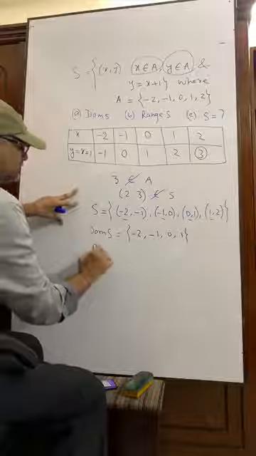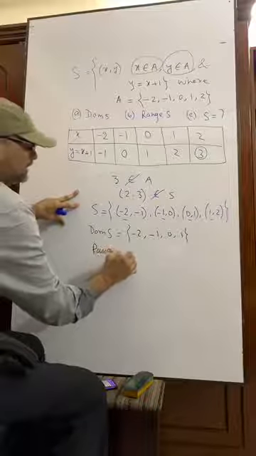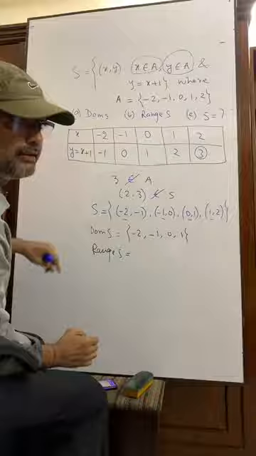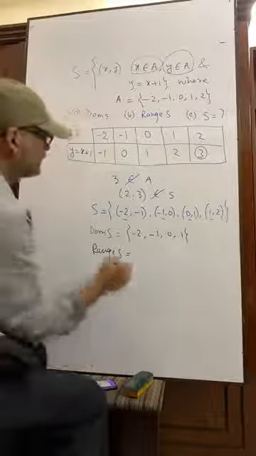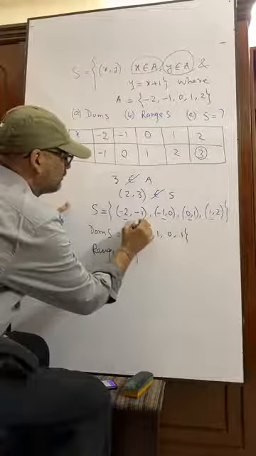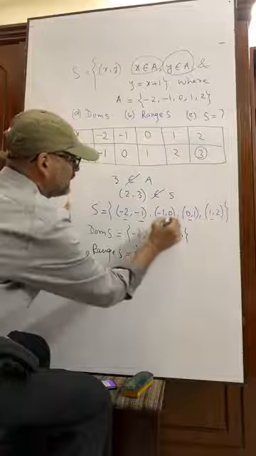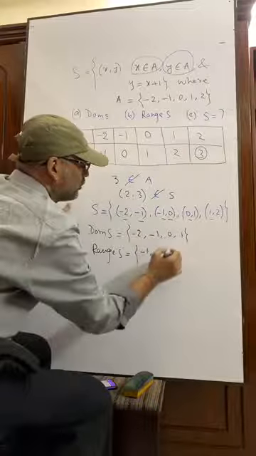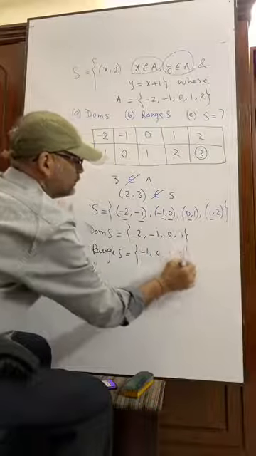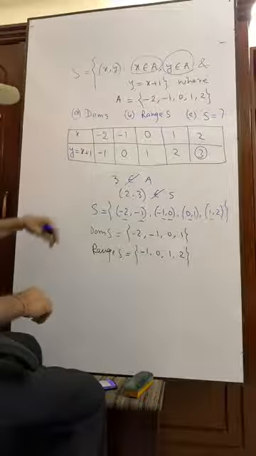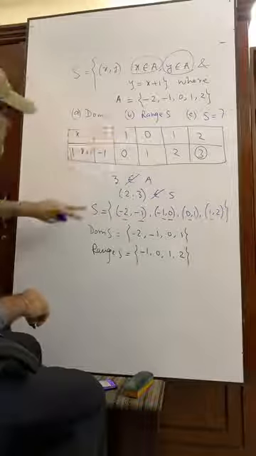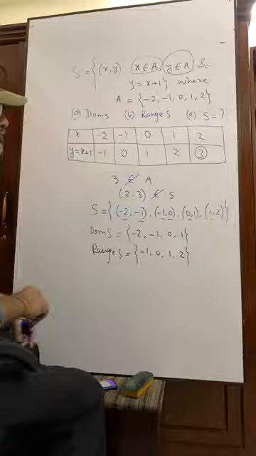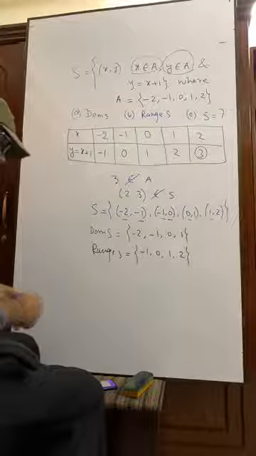What is range? The second elements of the ordered pairs. So what are the second elements? Here -1, here 0, here 1, and here 2. Okay. So we have found both of those, this is the domain and range.